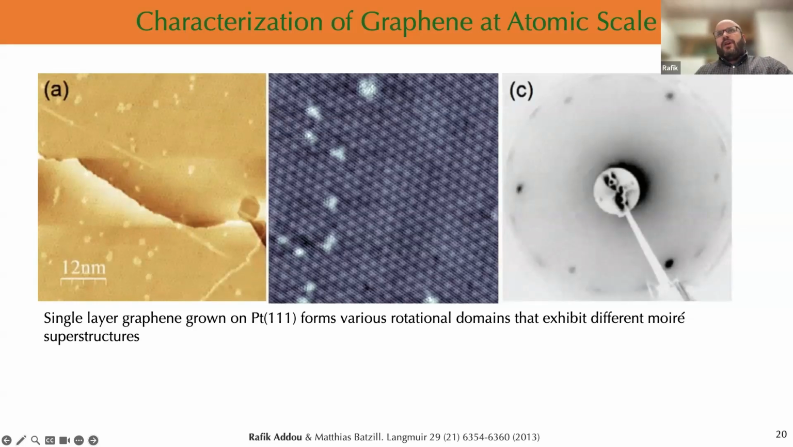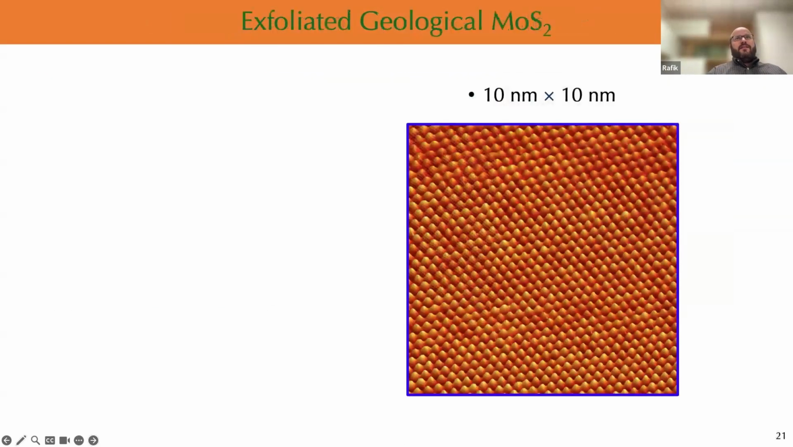The LEED shows those 6 spots here belong to the graphene, and these arcs appear because the graphene is rotating with different grains, so it has different unit cells. Each grain, you see this grain and these grains, they have different unit cells, and this forms different moire that you can also see as symmetry in the LEED.